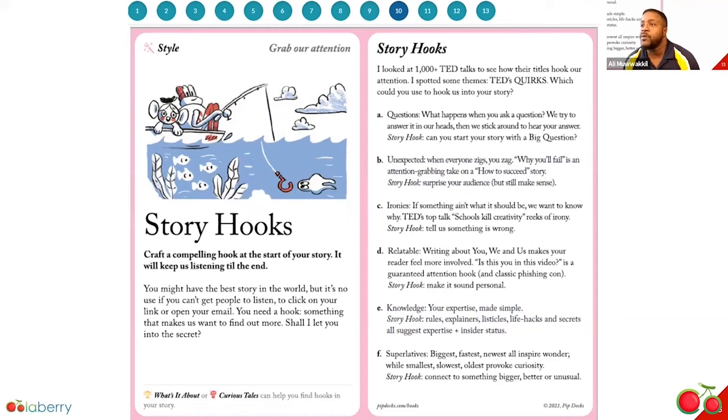Unexpected. When everyone zigs, you zag. "Why you'll fail" is an attention-grabbing take on how to succeed, right? If I come to you and say, hey, I got the answers to succeed, versus if I come to you and say, here's why you won't fail, or here's why you will fail, you're gonna be more compelled by the second one, right? Because it's unexpected. Everyone thinks that they're gonna pass, so it's unexpected to fail.